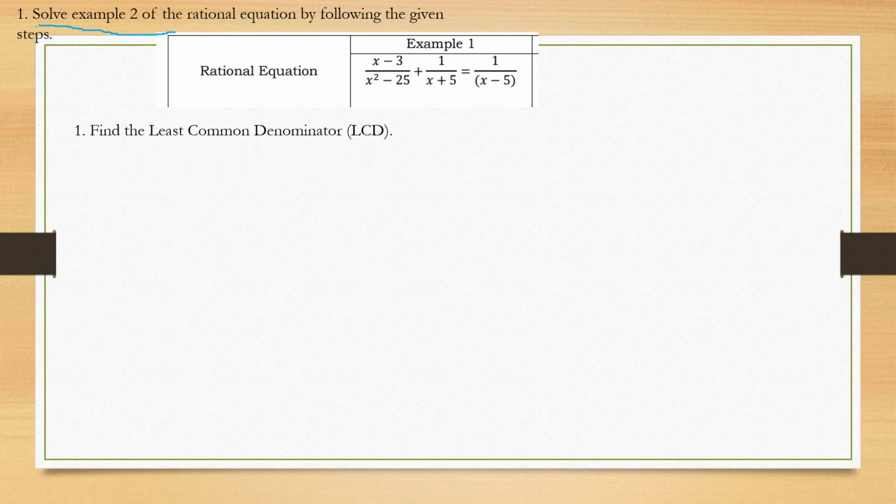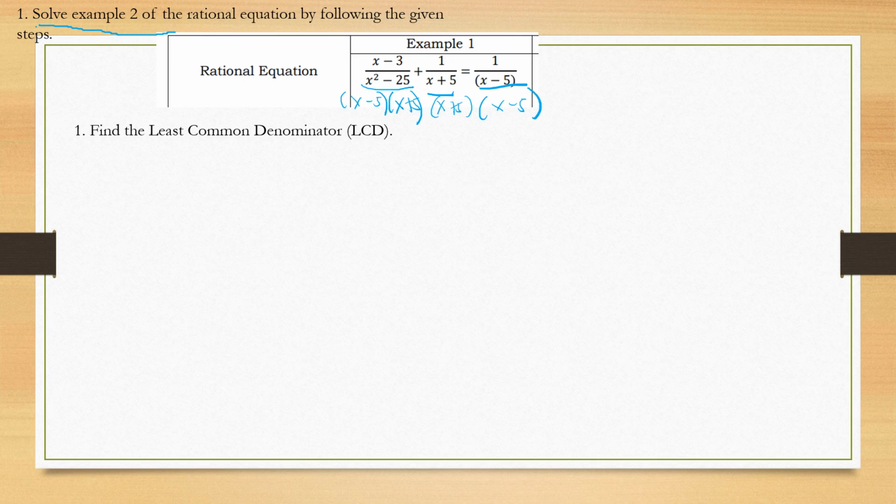The first step is to find the LCD. To find the LCD, we will just get the factored form of the denominators. X plus 5 and x minus 5 are already in their simplest form. X squared minus 25 is factorable, and its factors are x minus 5, x plus 5. So we will just copy x plus 5 and then x minus 5.